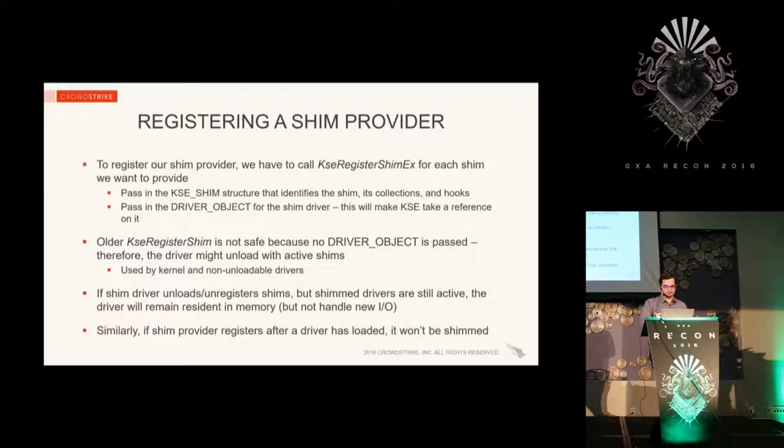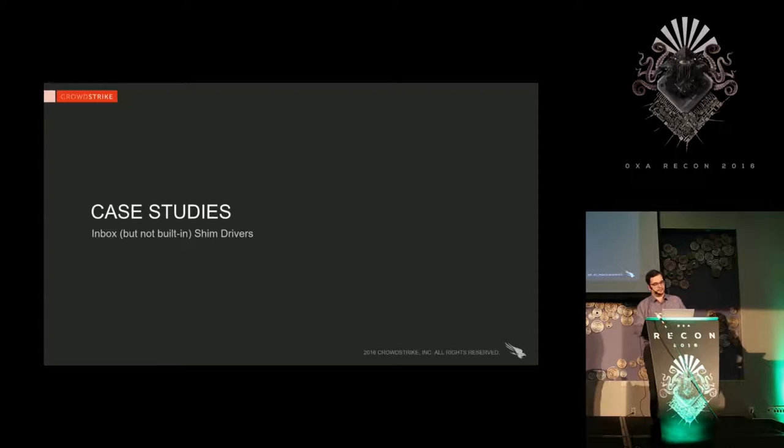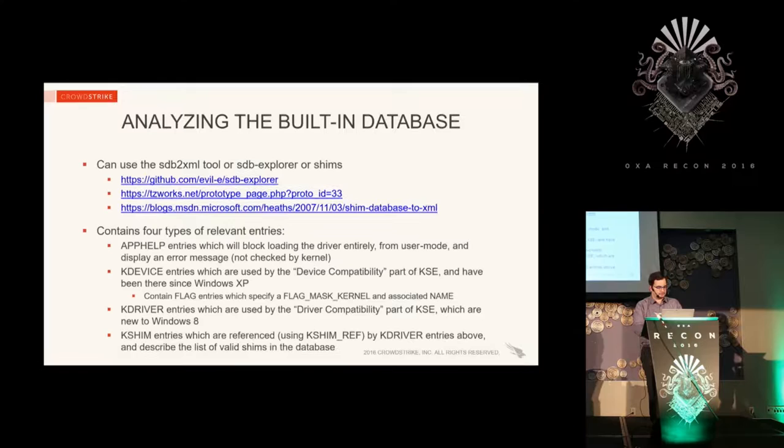So let's look at a few examples, or at least one example of a built-in, an inbox shim. So basically not a third-party driver, but an inbox driver that's not the kernel that registers its own shim. Because by looking at this, that's how I kind of understood how shims work. So in the built-in database, there's a number of interesting things in there. And you can dump the database with SDB Explorer, great tool. TZWorks has something they call shims, which also lets you dump the shim database. And then Microsoft actually has something called SDB to XML, which lets you dump the shim database as an XML file.